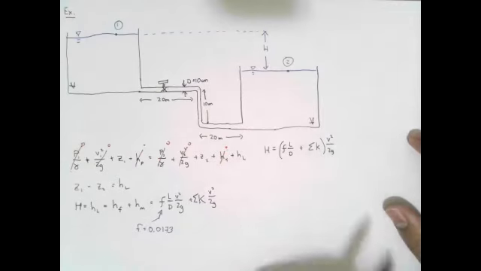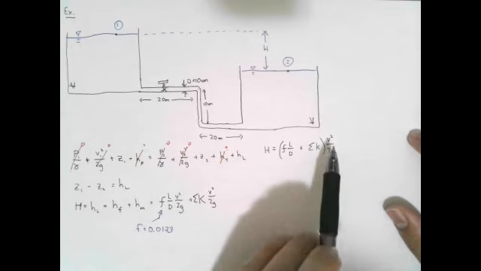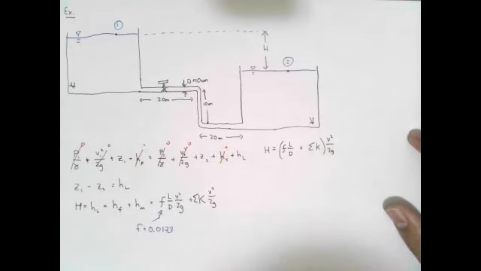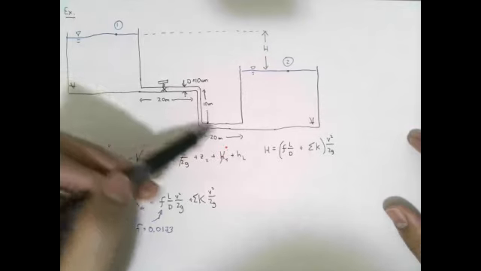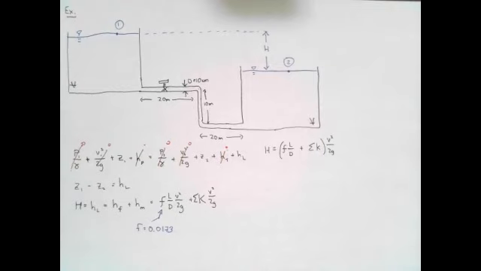We need our kinetic energy head. So I'm going to skip this for a second. To get our kinetic energy head, we need our velocity, and that's the velocity of the fluid as it passes through the system. Do we have that velocity? No, right? We don't have it because we didn't ask for it.